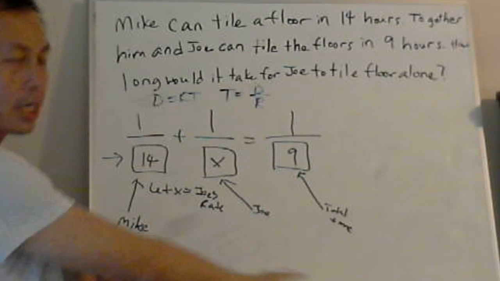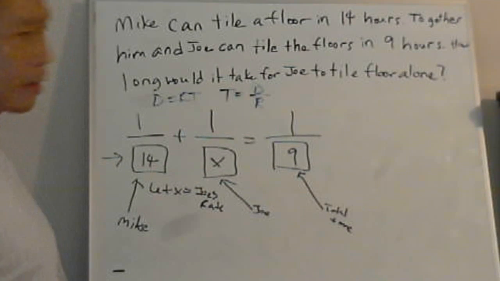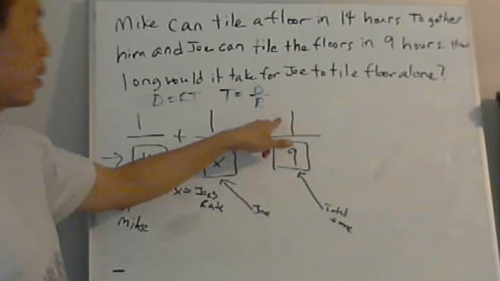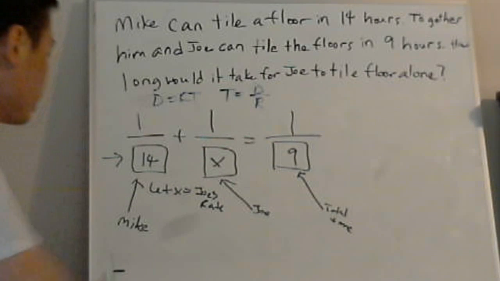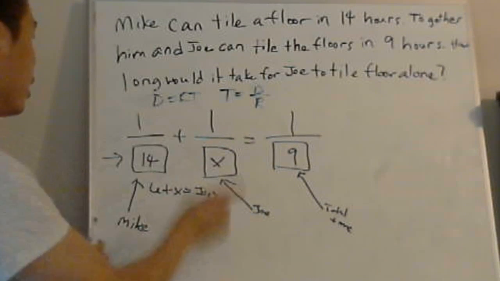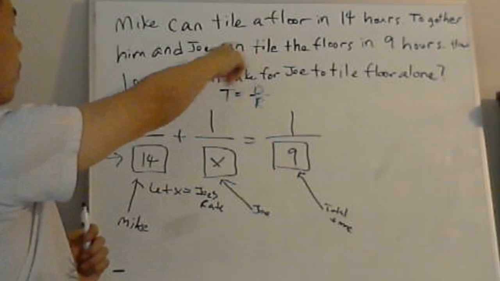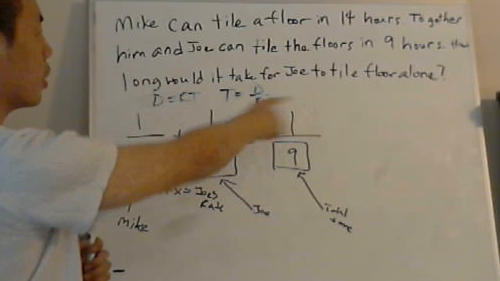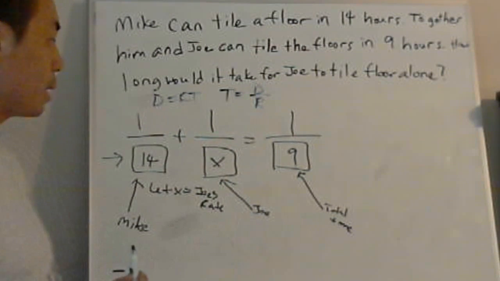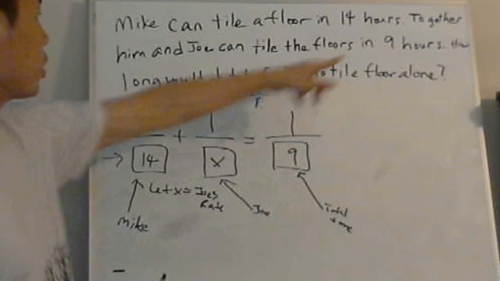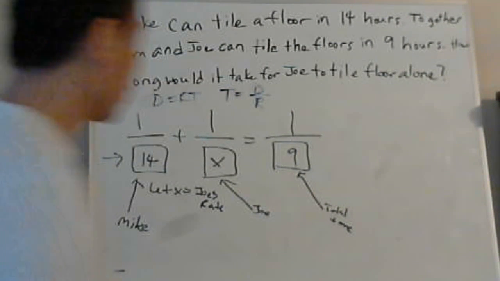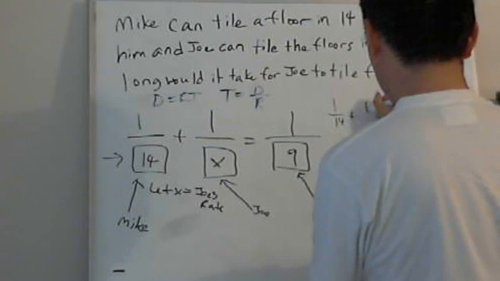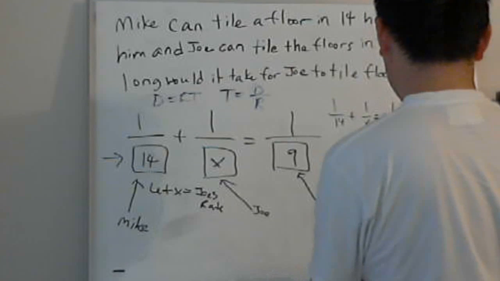So Mike's time plus Joe's time is equal to total time. In the example, he's doing the whole floor, so it's gonna be 1. He can do 1 floor, Joe can do 1 floor, and this is the 1 floor they do together. So in this problem, it'll be 1 over 14 because Mike can do it in 14 hours, plus 1 over x because we don't know how long Joe can do it by himself, so we'll let that be x for Joe. And the total time they do it together is 9 hours. So we get 1 over 14 plus 1 over x equals 1/9.